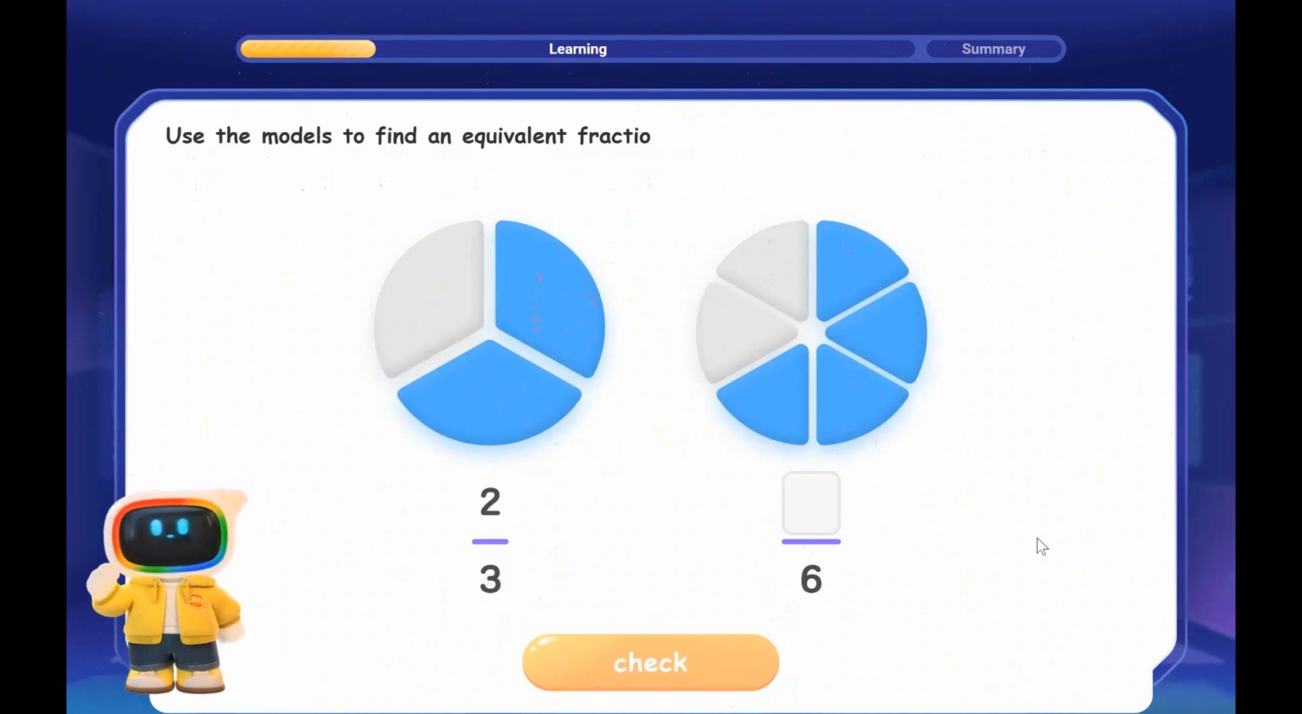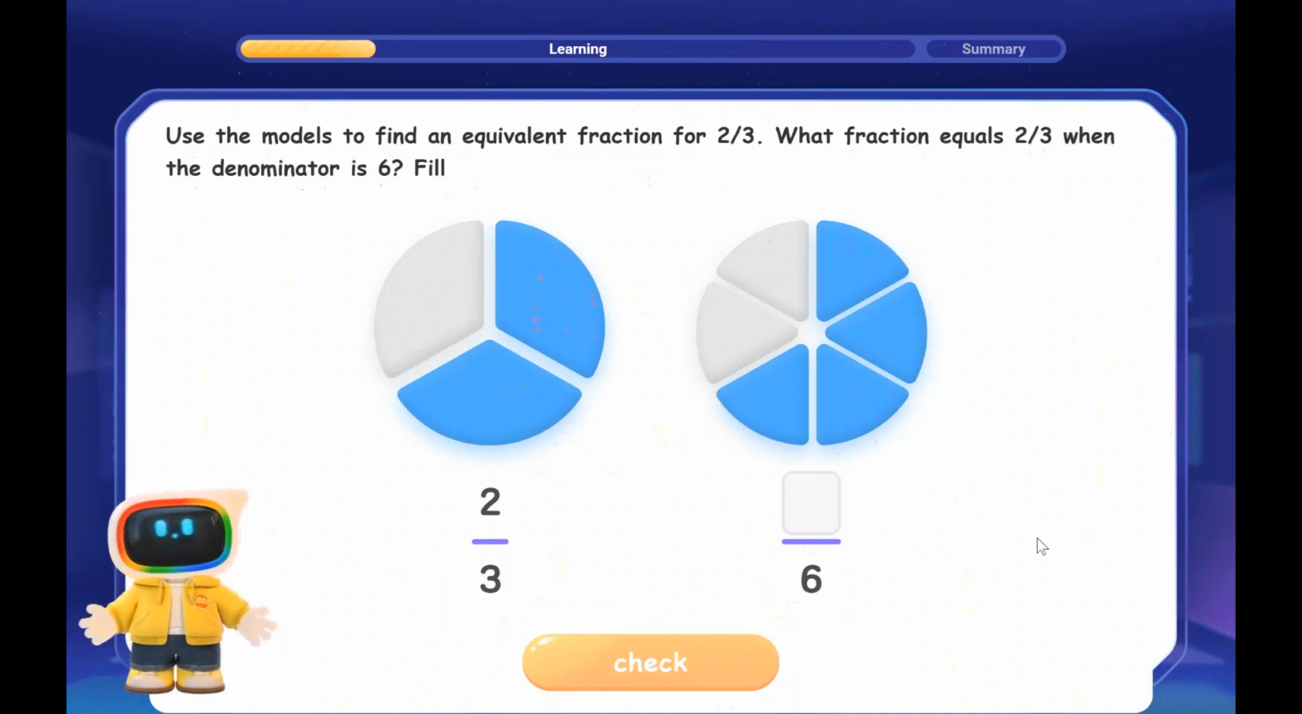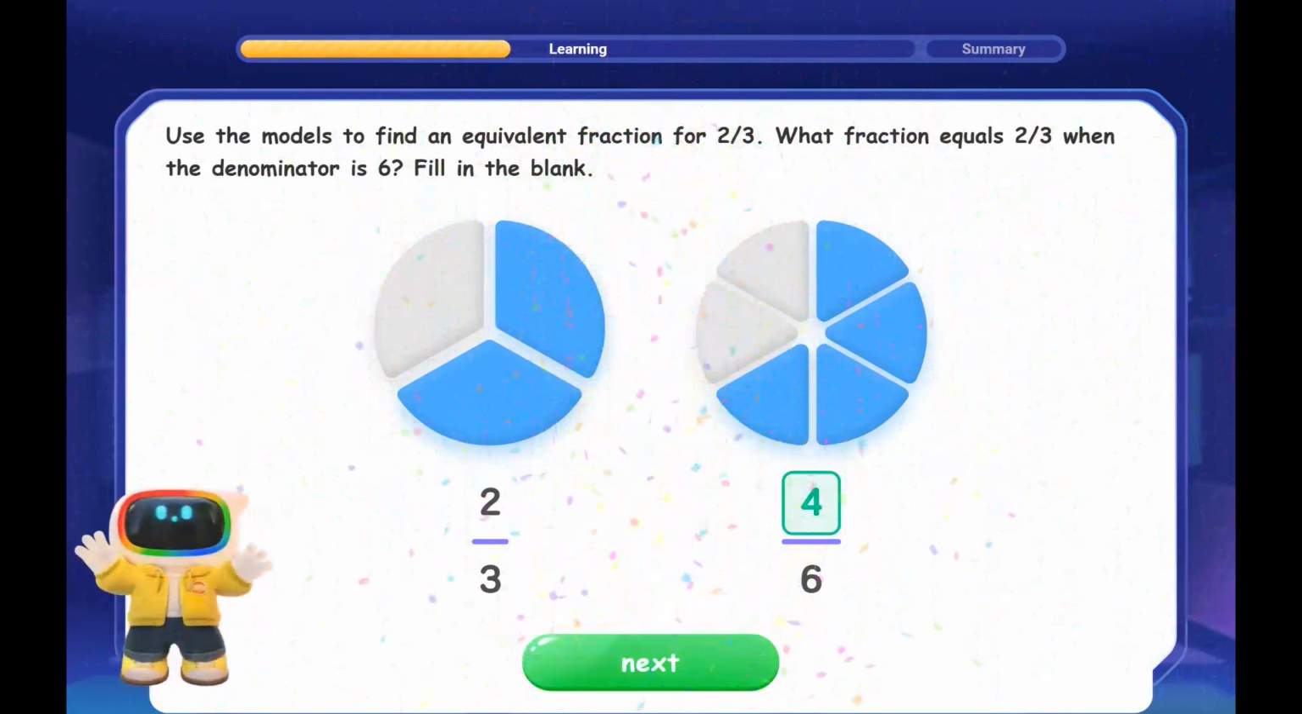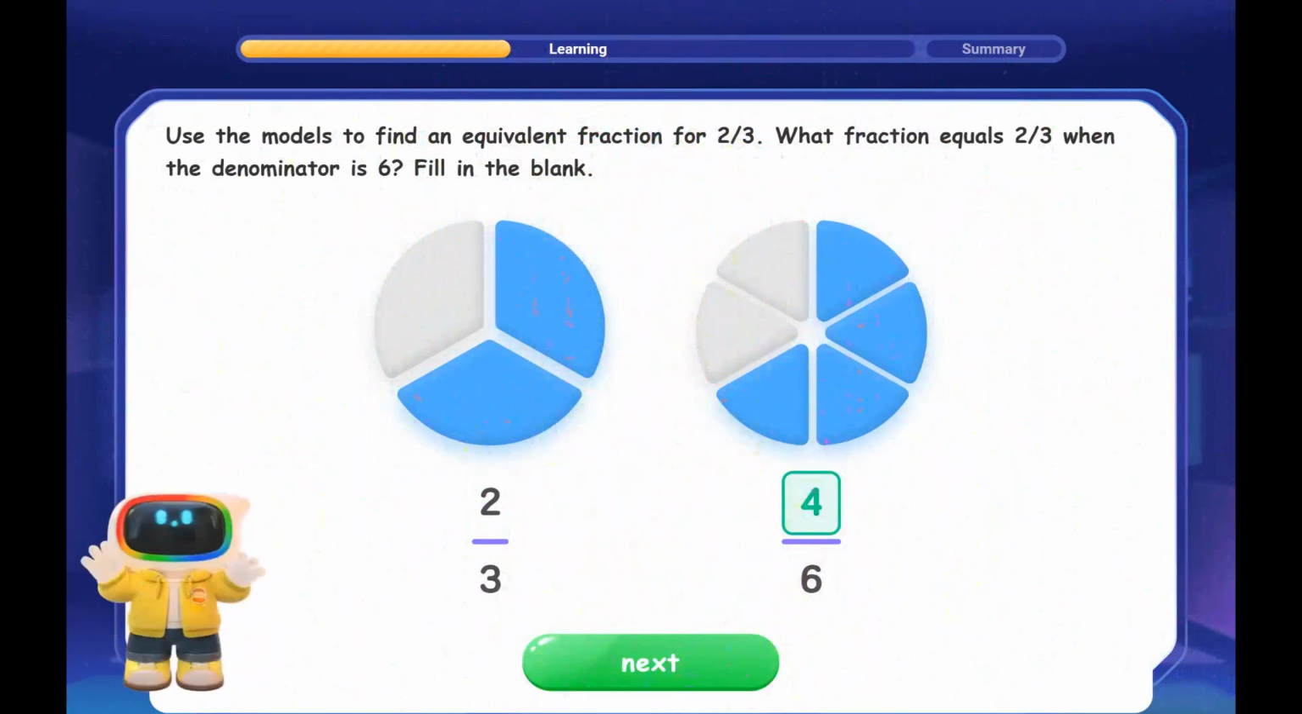Use the models to find an equivalent fraction for 2/3. What fraction equals 2/3 when the denominator is 6? Fill in the blank. Perfect! 2/3 equals 4/6. These fractions are equivalent. They show the same amount.